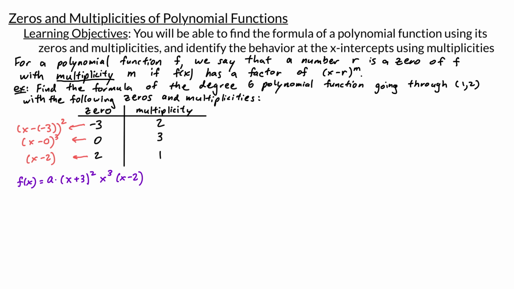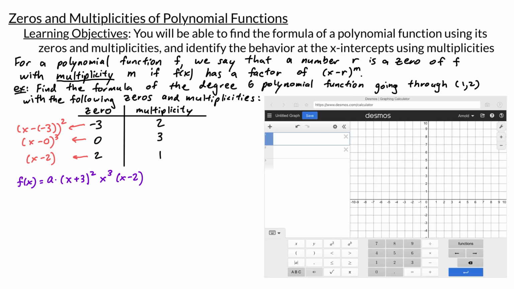Let's take a look at the graph of such a function. So let's type in the equation for the graph of our function. We have y equals, and for our vertical scale, let's choose 1/2 for now. So 1/2 times x plus 3 squared, and then times x cubed, and then times x minus 2.